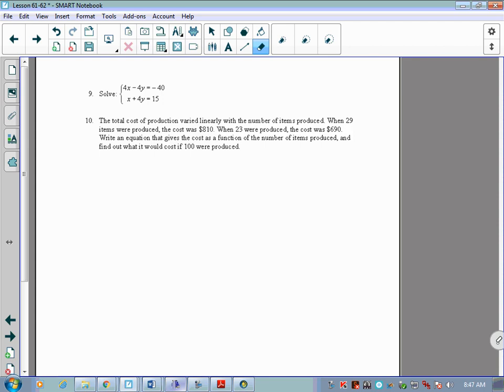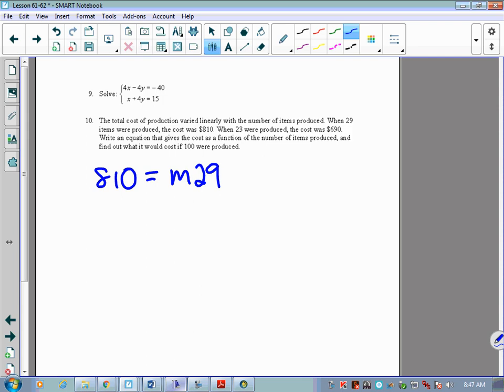Total cost of production varied linearly with the number of items produced. So this really just comes down to knowing how to write the equation for it. When 29 items were produced, the cost was 810. What you want to understand is that cost is going to be your y. It's still written out in y equals mx plus b form. So your cost is 810. 29 items produced is your x. So it's m times 29.